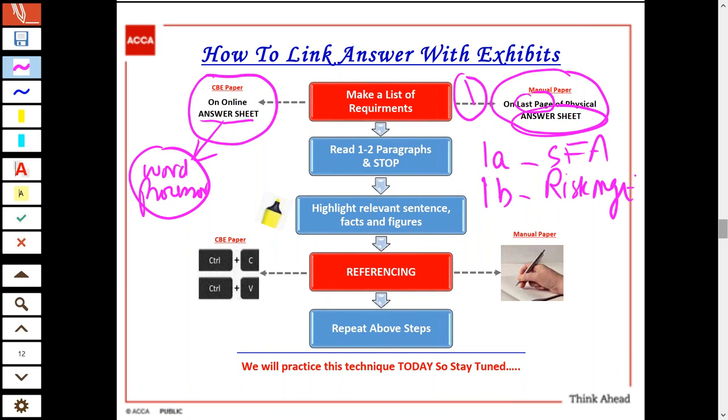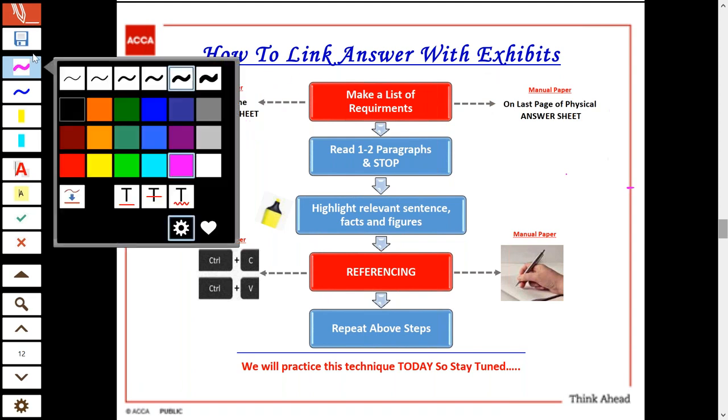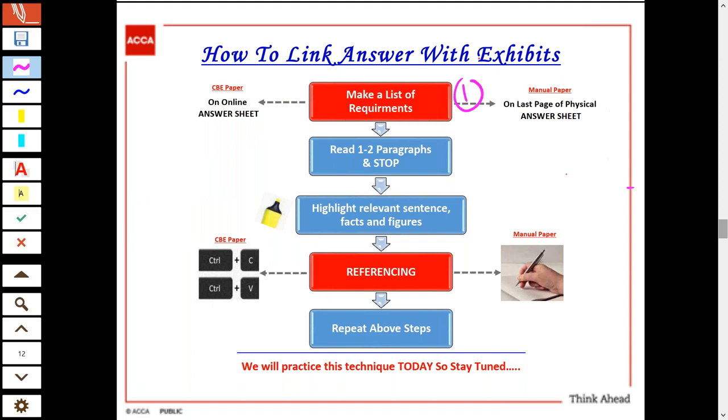Okay, so why do we need to make a list of requirements? Because when we are reading the exhibits, we have to do our referencing. We need to mark certain points. So there are like 10, 12 questions in SBL. So it's not practically possible to remember all the requirements. That is why we make a small list, so that while we read an exhibit, we can quickly refer to the list of questions and do our markings, right? So that's why we need a list of requirements.